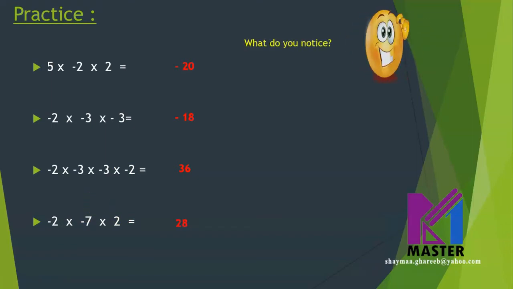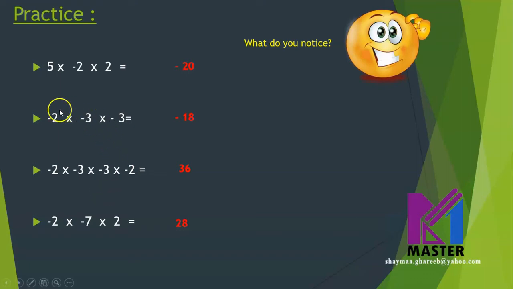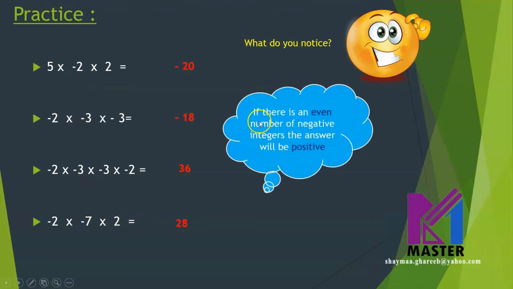What do you notice here? Can you notice anything about the sign every time? We can say that if there is an even number of negative integers, the answer will be positive. So let's see. How many negative numbers here? 1, 2, 3, 4. There are 4 negative numbers multiplied by each other, and number 4 is an even number. So the answer must be positive.